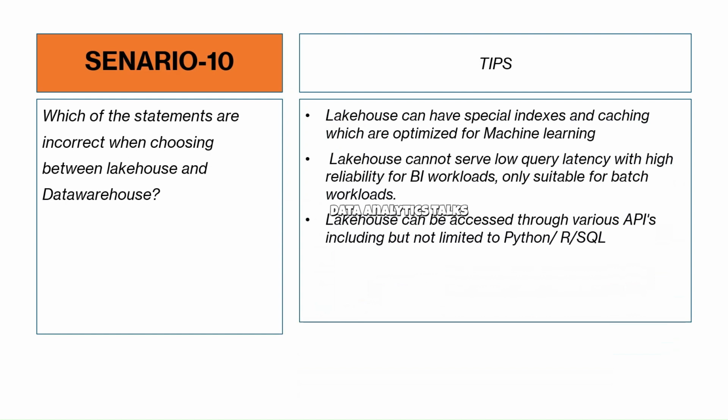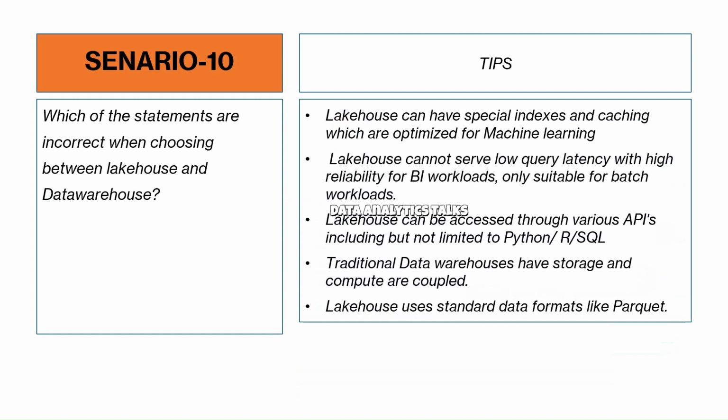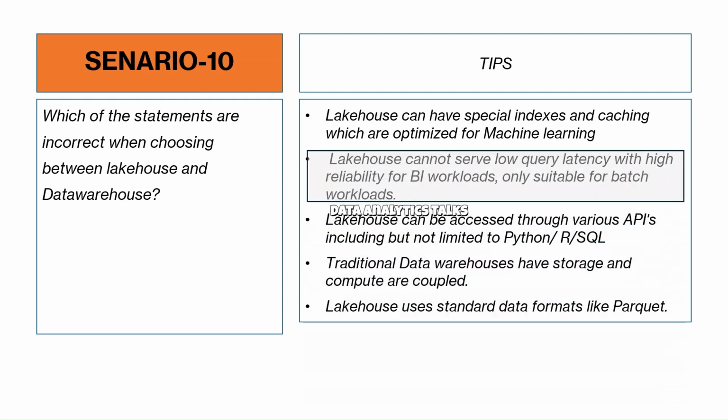Then Lakehouse can be accessed through various APIs, including but not limited to Python, R, or SQL. That's really true. Traditional data warehouses have storage and compute coupled. Finally, Lakehouse uses standard data formats like Parquet. Could be true. So what is wrong here? The wrong answer is Lakehouse cannot serve low query latency with high reliability for BI workloads. It's only suitable for batch workloads. This is absolutely wrong, and that is our answer too.